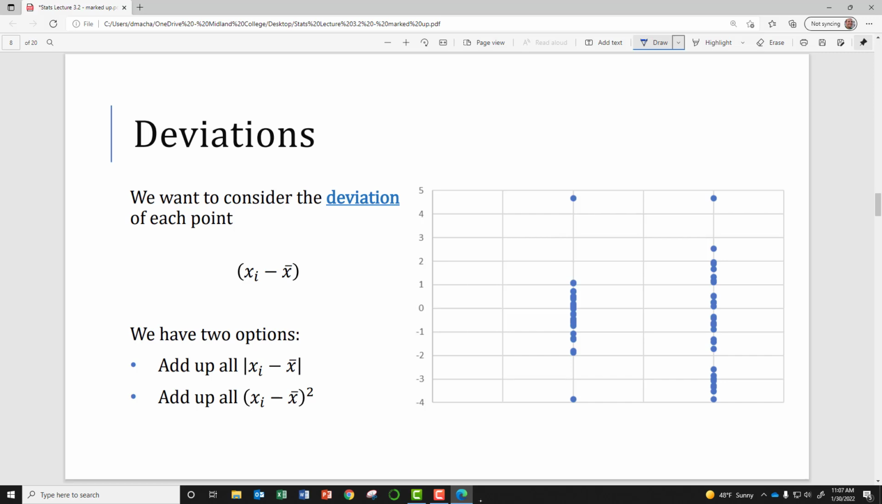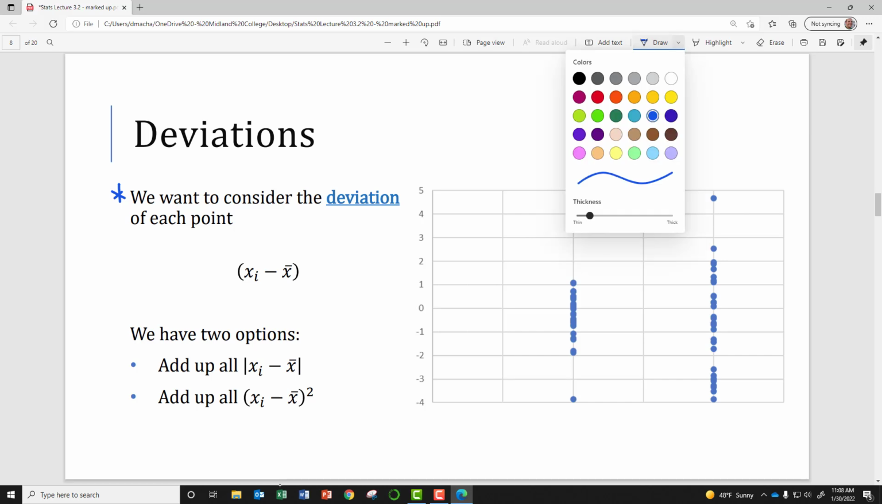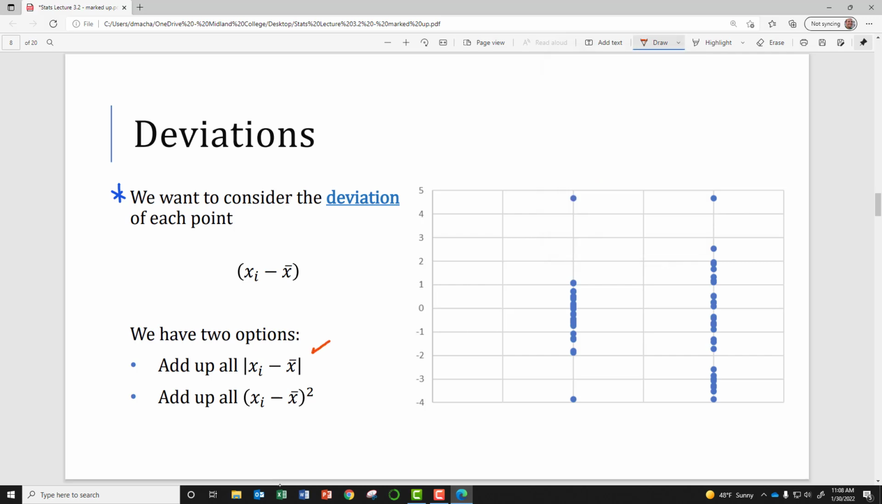So what we want to do is we want to consider the deviation of each point. But we found out that adding all those up is not going to work. So we really have two options that seem reasonable to me at the moment. The two options that I would tell you to consider are to add up all of the absolute values of the deviations, because if you take the absolute value of each one, then they're all positive, and if you add up a bunch of positive numbers, well, that has to be a positive number, it can't be 0.